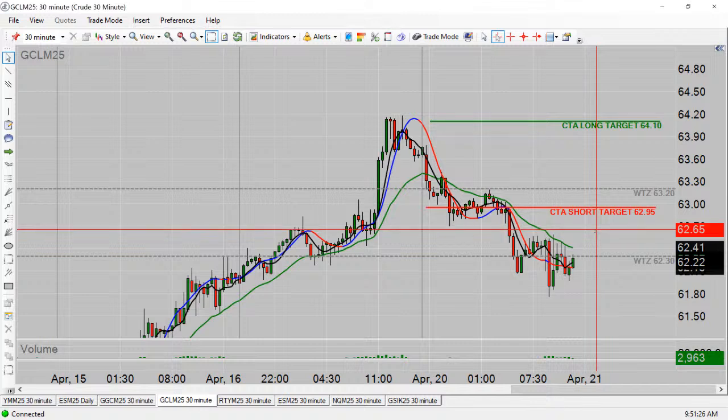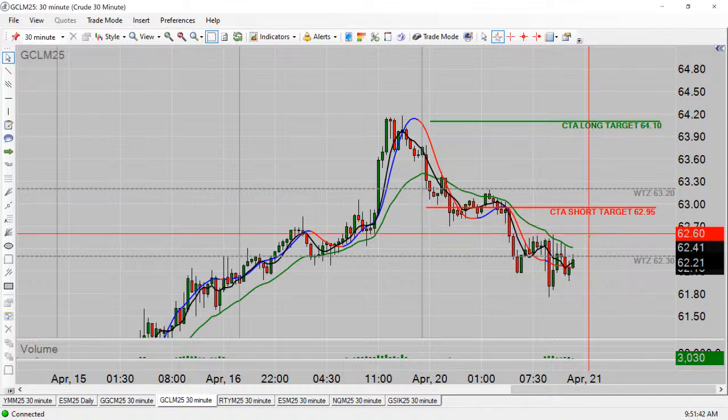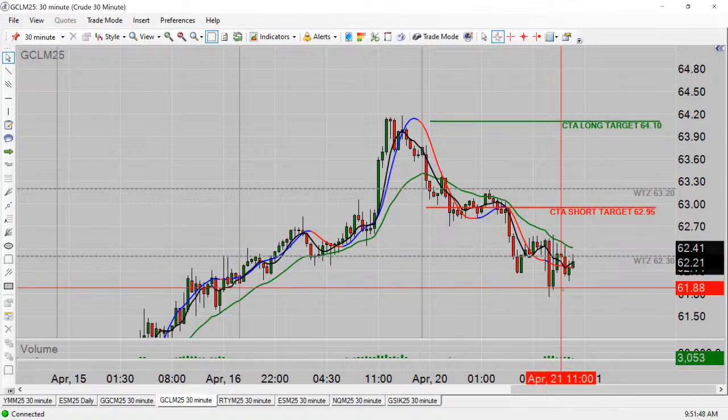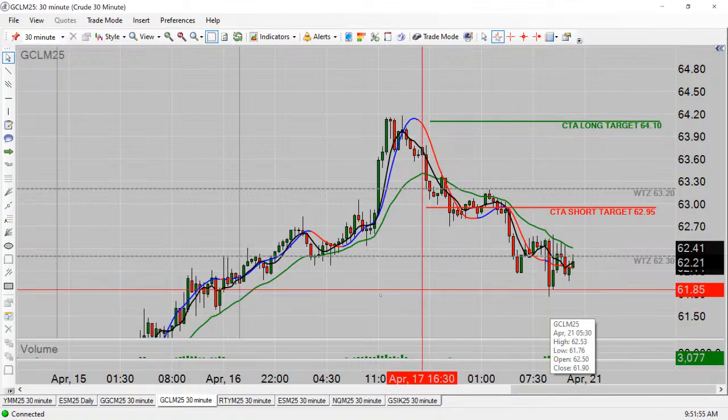I would let price get back to about 62.65 to 62.75. Yep, that would be a nice long. If we continue to drop, 61.95 down, yep, you don't have enough room there. So I would wait for price to get below this low before I went after anything short.